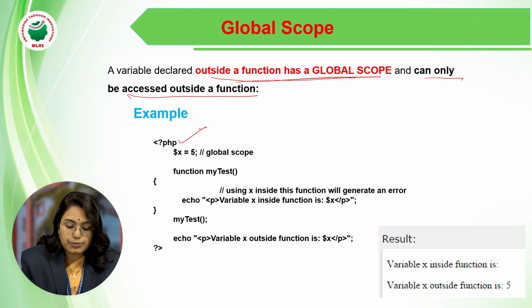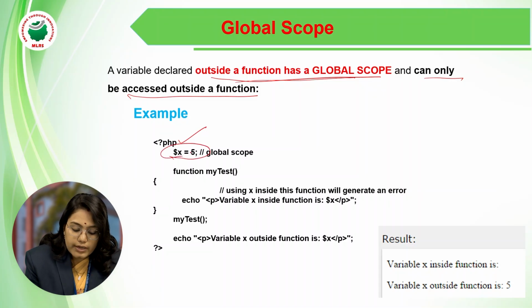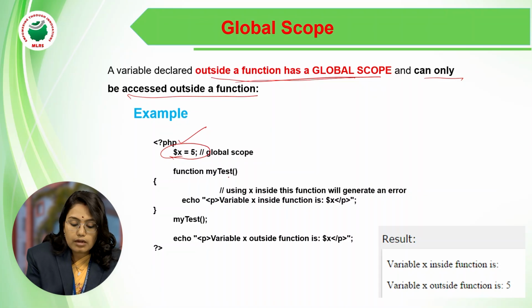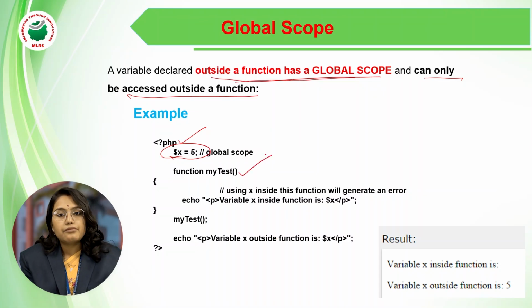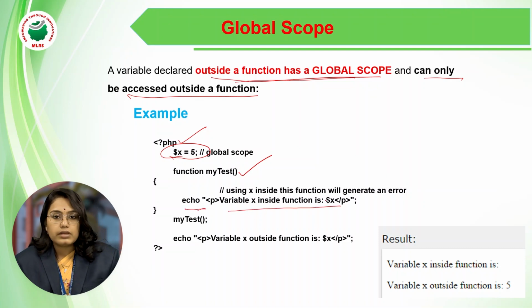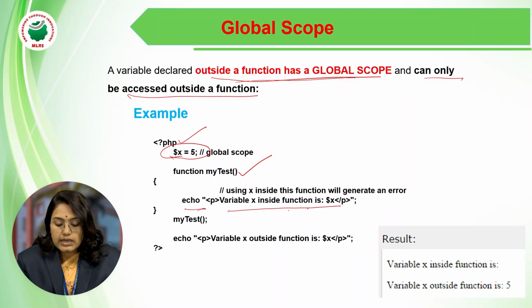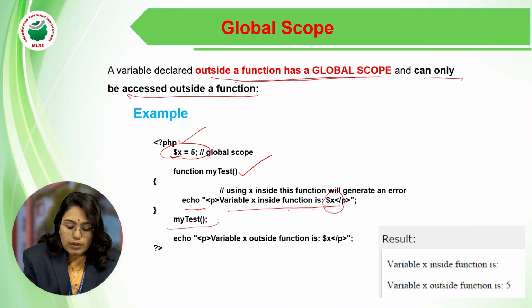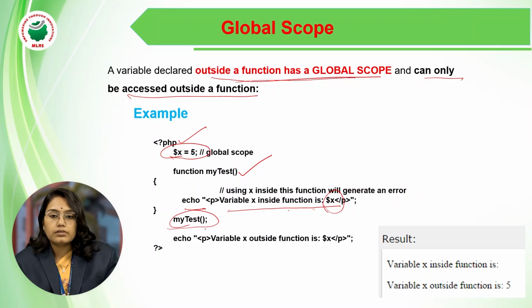After opening PHP, we are declaring $x is equal to 5 as a global scope. Then next, we are opening the function. The function is myText. In myText, we want to print the variable name and value, that is, "variable x inside the function is $x". We want to print this $x value. After that, we are closing this function.